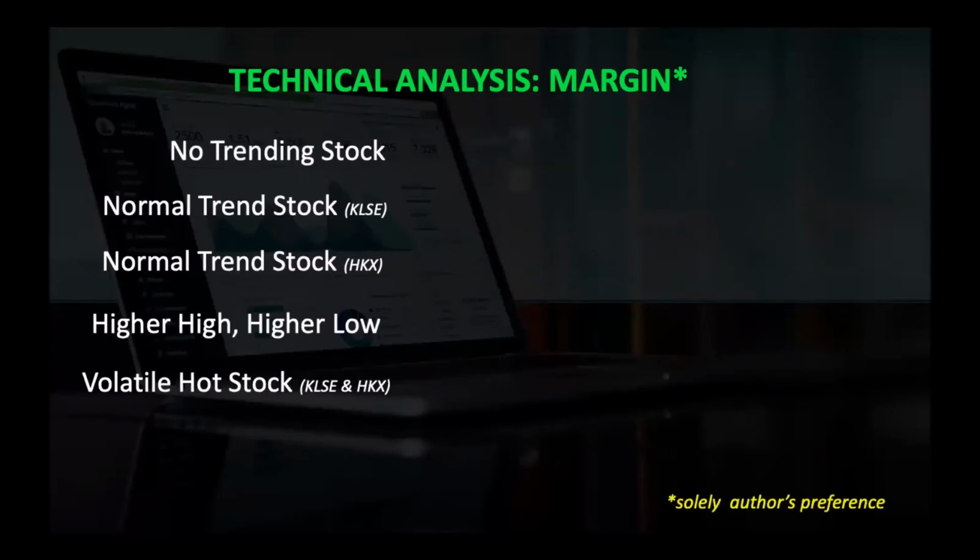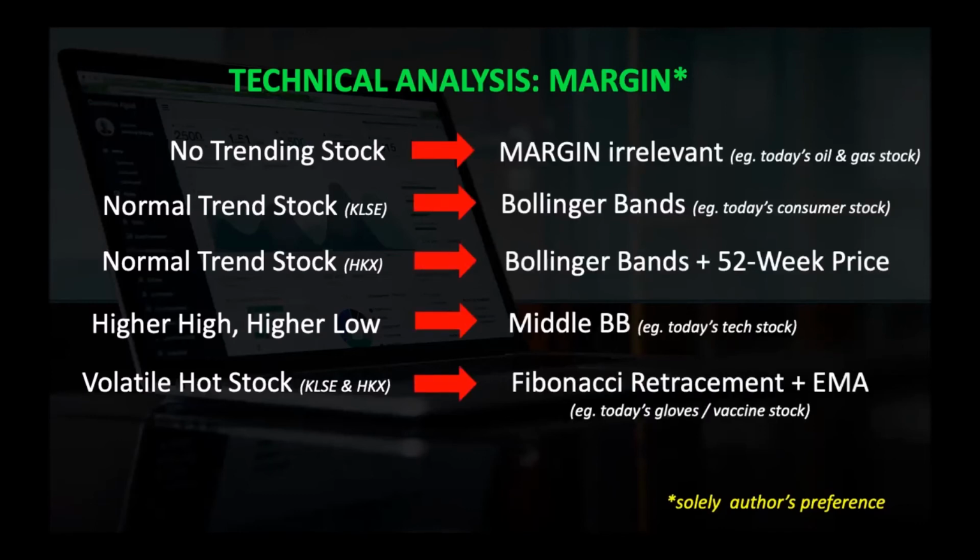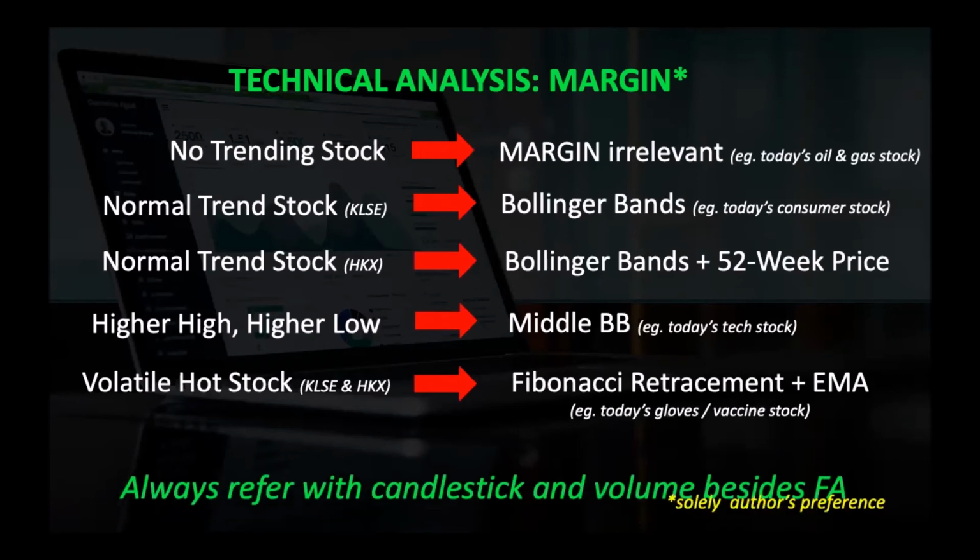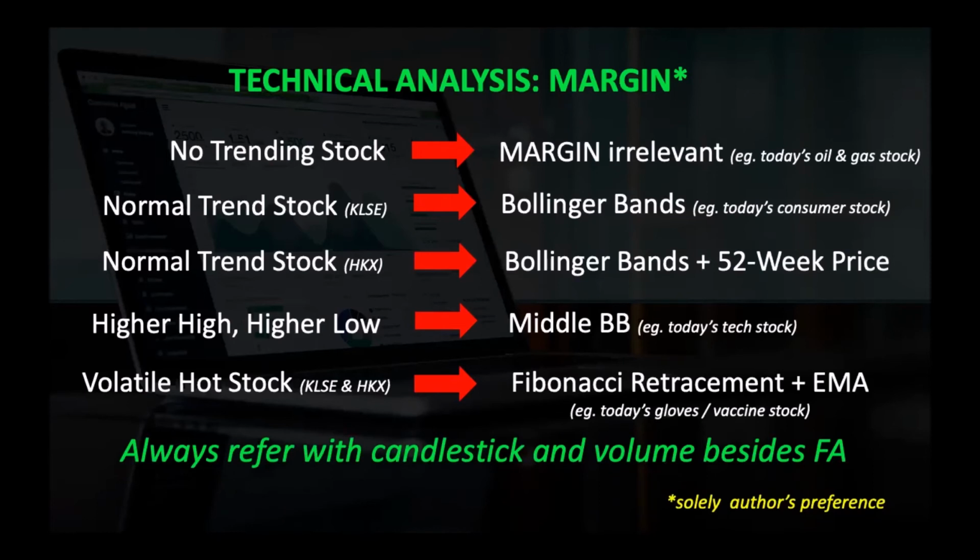So margin-wise, we have Bollinger Band, we have Fibonacci retracement, and we have EMA 25, 50, 100, and 200. Once we recognize we want to move on the margin, we need to identify what type of trend the stock we look for has, whether it's no trend, normal trend, higher, or volatile, and only then we decide which margin tool provides more accurate results compared to the rest. And remember to always refer to the candlestick and volume besides the basic fundamental analysis.